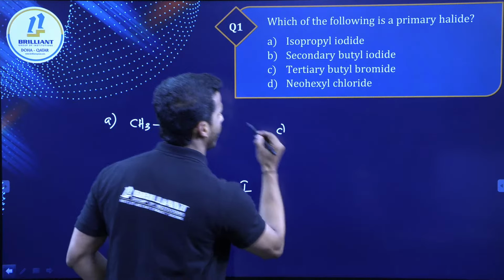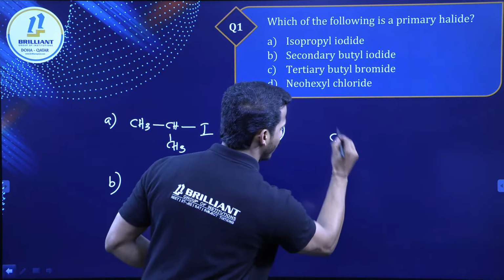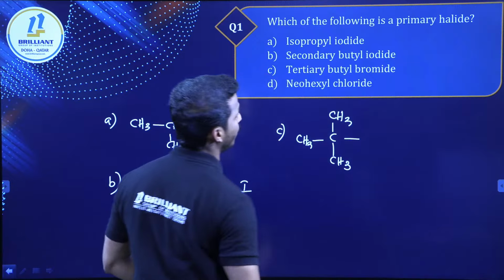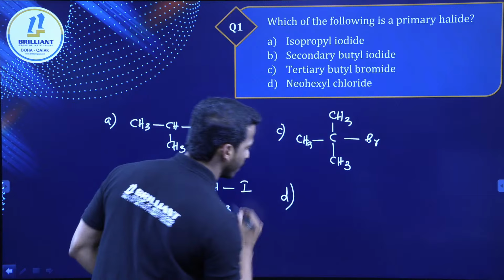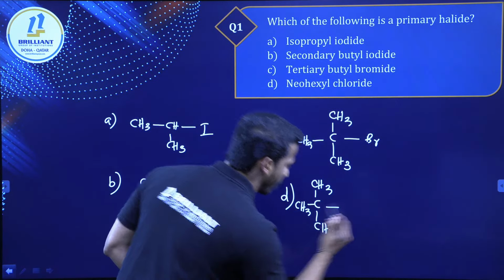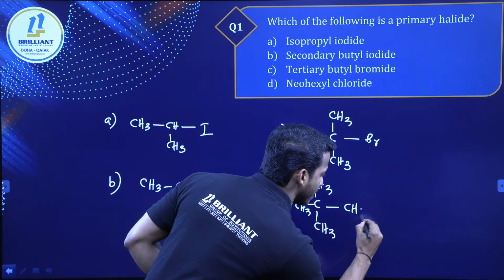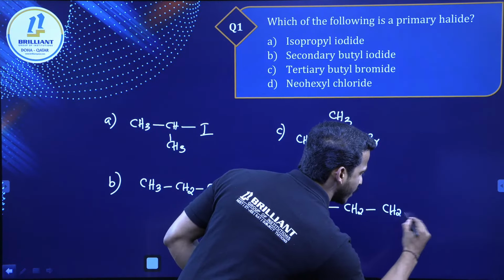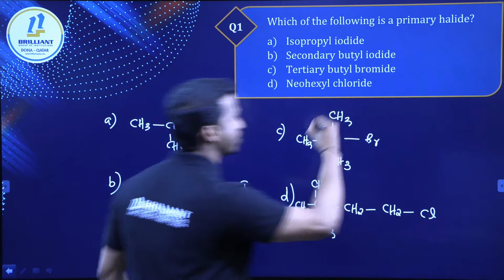And option C is tertiary butyl. You know what tertiary is? One carbon connected to 3 methyl groups we call tert-butyl, here with bromine. Now let me take option D, neohexyl. What is neohexyl, dear all? One carbon connected to 3 methyl groups we call tert-butyl. On tert-butyl, if you place one CH2, it is called neopentyl. On neopentyl, if you place one more CH2, it is known as neohexyl. So neohexyl, on which chlorine is present, dear all.